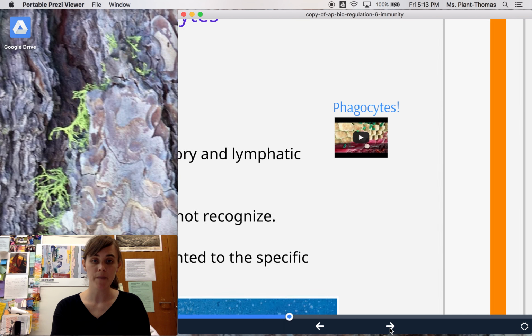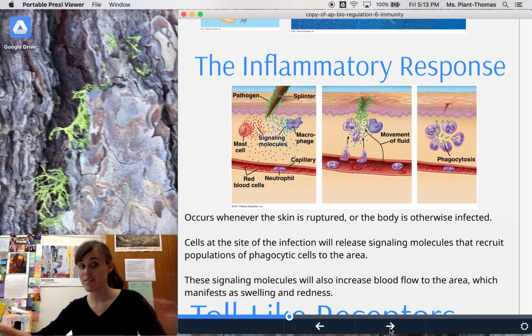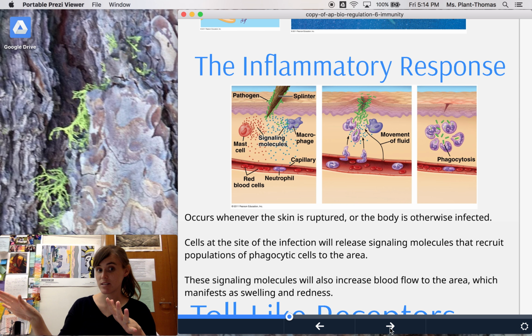Okay, so that's phagocytes. The final part of your innate immune response, so the non-specific immune response, is the inflammatory response. Anytime your skin is ruptured or your body senses that there's some sort of infection, the cells at the site of that infection release signaling molecules. We learned about cell signaling recently, same idea. They release these signaling molecules, and those signaling molecules go throughout the area and they keep dispersing. And whenever phagocytes come into contact with them, they go, oh my gosh, I should go over there because the signaling molecules are telling me I should go in that direction.